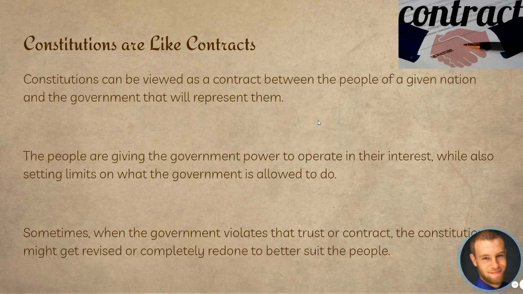Now, that's not always the case, but a good constitution is where the people give the government the power to operate in their interest, but they also set limits on what the government is allowed to do so that they don't lose their rights that they want. And then sometimes, right, when the government violates that trust or that contract, the Constitution might get revised or redone so it can better suit the people. And we'll give some examples of when both those things have happened as well.